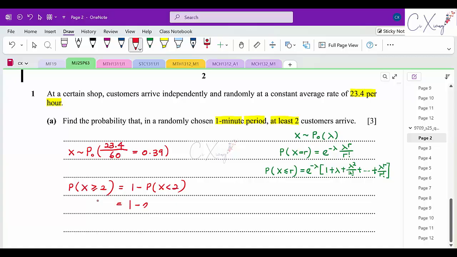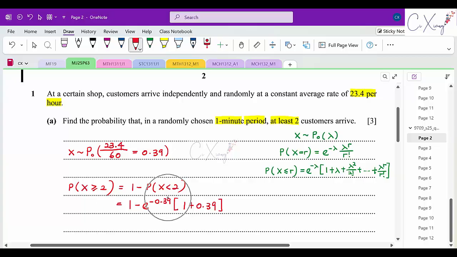Then I take 1 minus e to the negative lambda, where lambda is 0.39 here. When X equals 0, the term is always 1. When X equals 1, the term is always lambda, which is 0.39. And I have to stop here because I'm interested only in X smaller than 2 when I take 1 minus. So X equals 0 and X equals 1; the 2 is not included in the minus part here. Then just press the calculator and get the answer, correct to 3 significant figures. By right, you'll have 0.589.